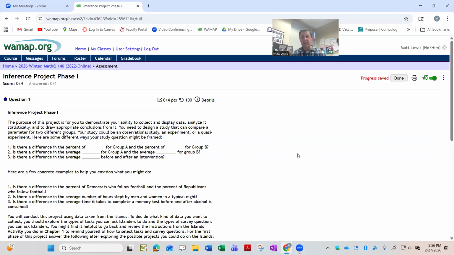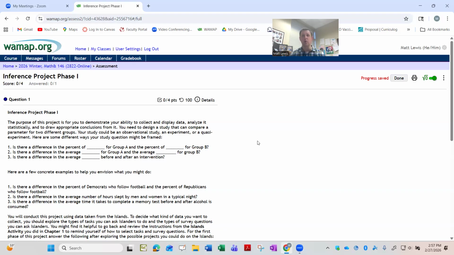To put it real succinctly, the project is an opportunity for you to show that you understand how to develop a research question, go out and collect data that'll help you answer that research question, display that data, and then analyze it to ultimately come to a conclusion. Another way of putting it is I'm asking you to develop your own question and collect data and then do a hypothesis test. So this word inference is an umbrella term that refers to both hypothesis testing and confidence intervals. So that's the reason for that name.